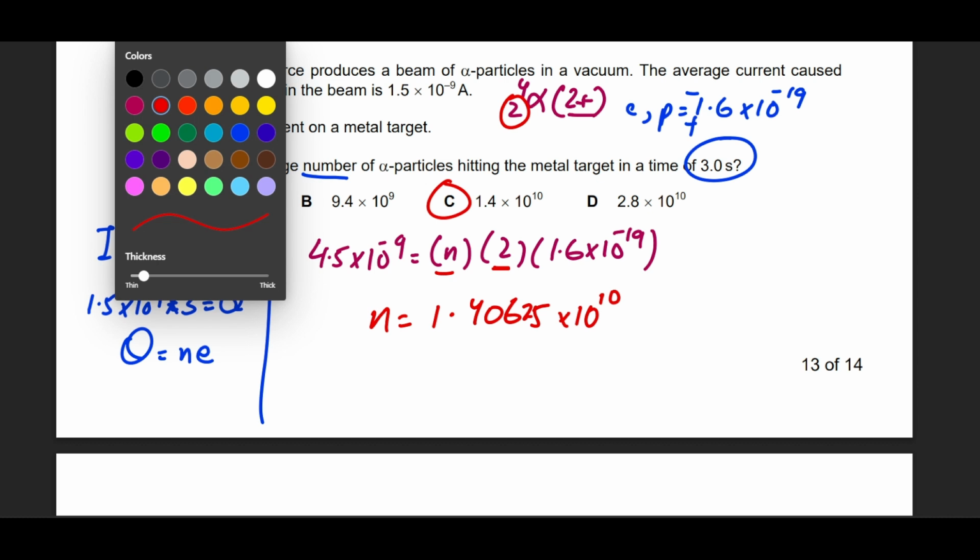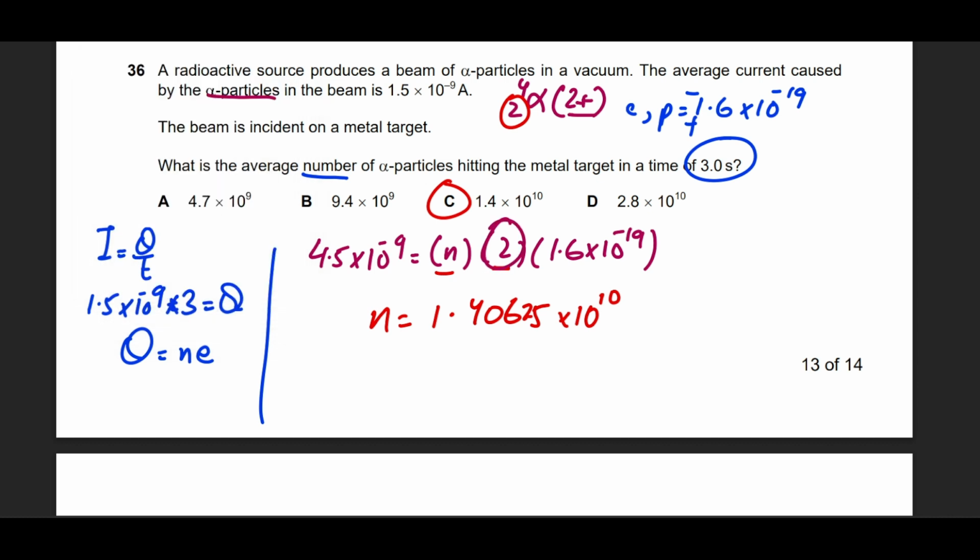Now please note that if you forget to add this 2, right, you will get option D as your answer. Now notice how he has tricked you to give you both answers. Only the one who remembers that alpha is 2 will get C.